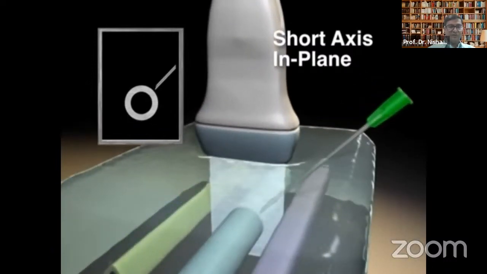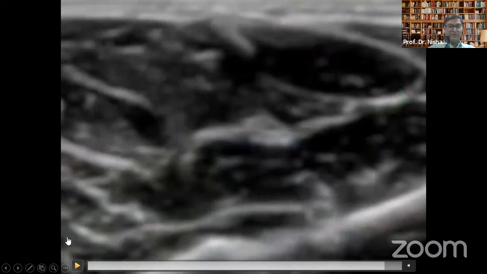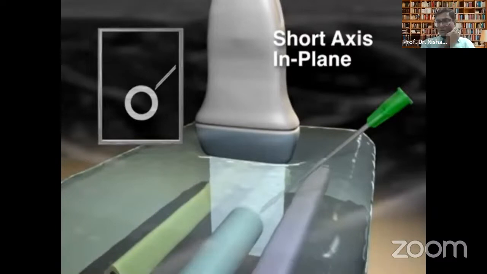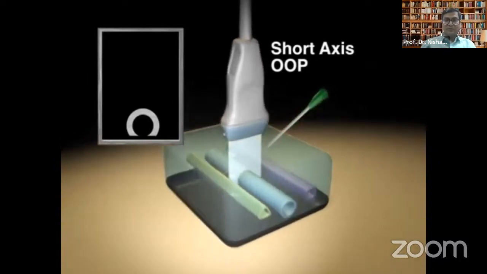So if you see this in out of plane, just the tip of the needle is seen, whereas when we take the needle in plane, you can see the entire shaft of the needle, and it is very important to visualize the tip and the entire path that the needle is taking, whatever structures the needle is traversing. So that is important to see, and therefore it takes a bit of practice, but in plane is definitely better, whether it is in short axis or in long axis of the tissue, right?